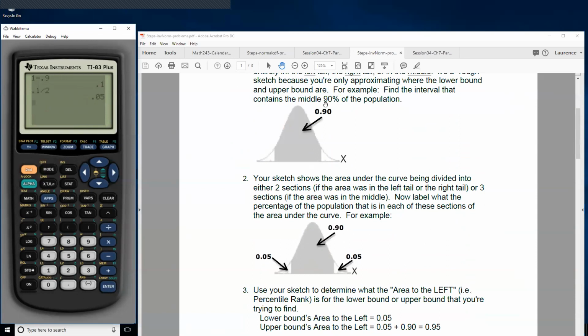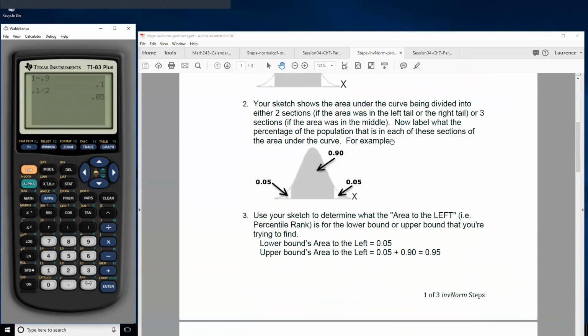But when they said middle 90% of the population, because of part 1 and you're interpreting your answers from normal CD, if you recognize, hey, the middle 90% of the population, that's an area under the curve. So you start sketching it. Now, you want to find this point on the number line because that would be the lower bound for this interval, and here would be the upper bound on the number line.